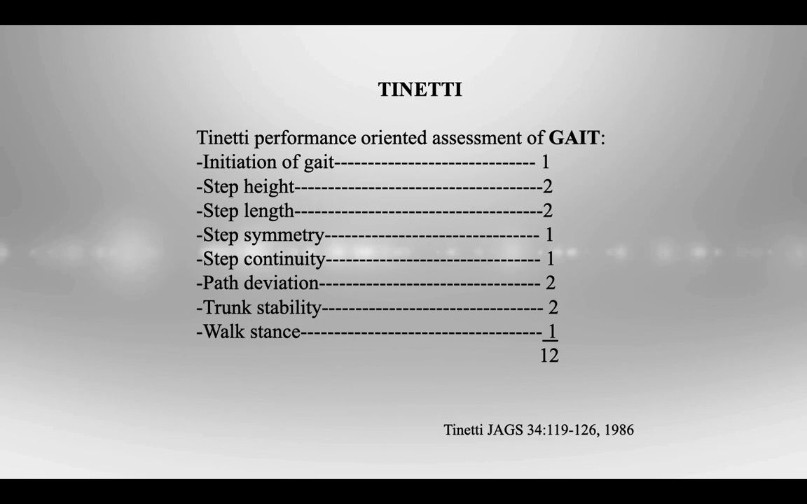Path deviation. Is he able to walk in a straight line, or is he just deviating from the path like an ataxic person? Trunk stability. Is he able to maintain his core? Is he able to maintain his posture of the spine in the correct position? Or the trunk stability is lost? Walk stance. Now you need to keep the patient in walk stance, one leg behind and one leg in front. That is your walk stance.